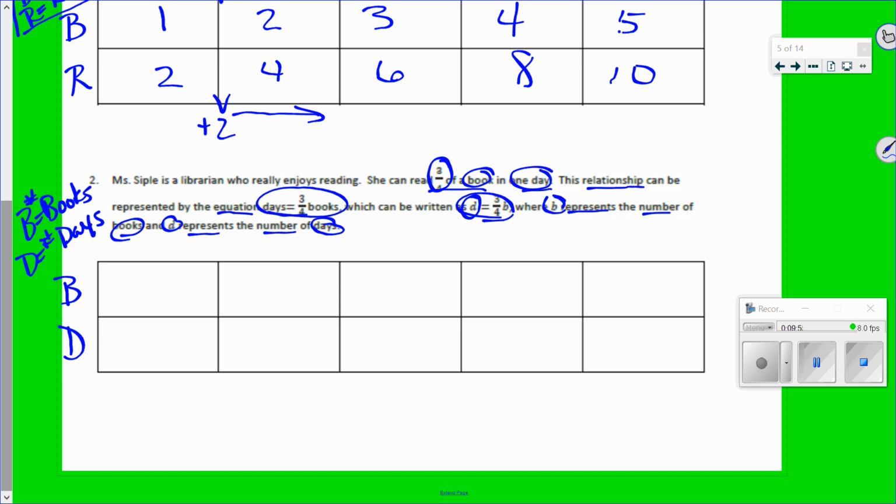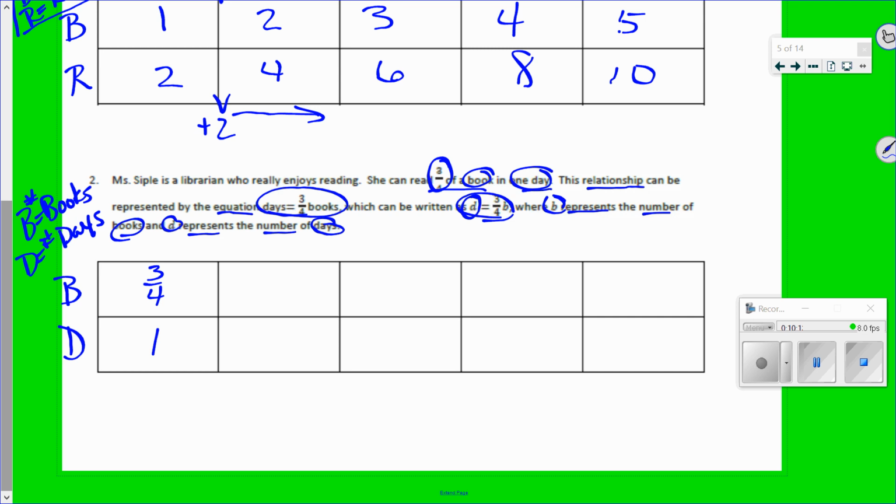What did it say, guys? What do you think? Awesome. I like that a lot better. So B is 3/4, D is 1, because it's 3/4 in one day, right? Yeah. So what's my next entry going to be?